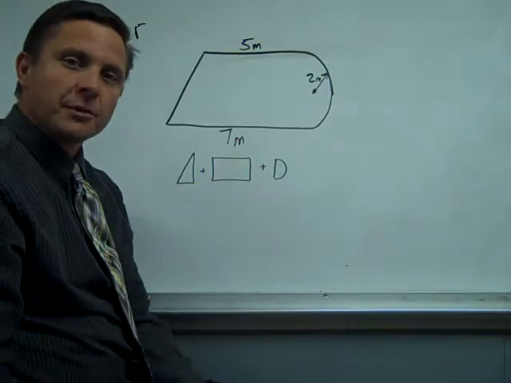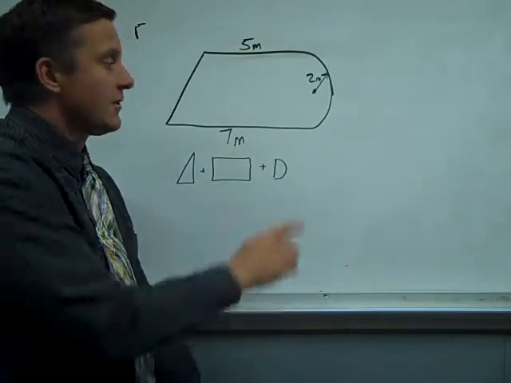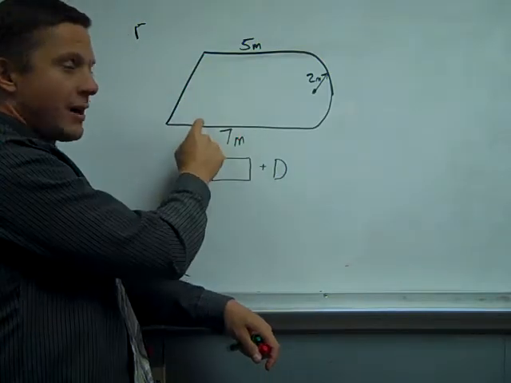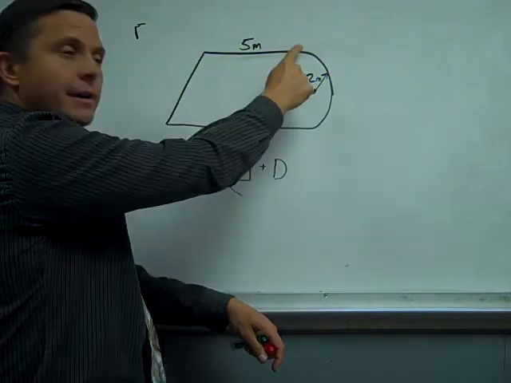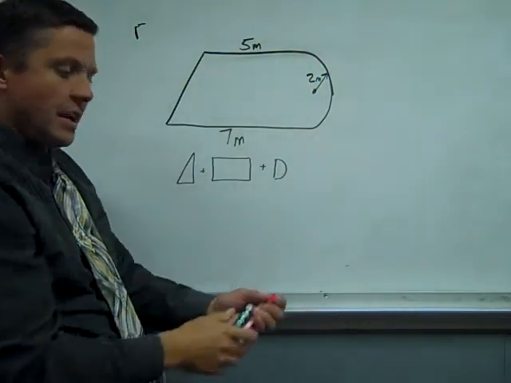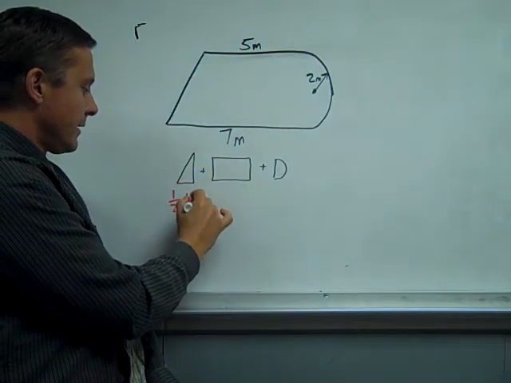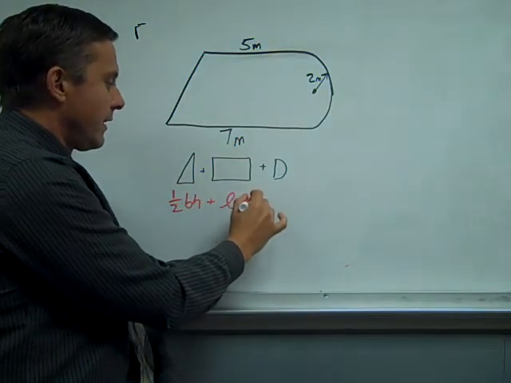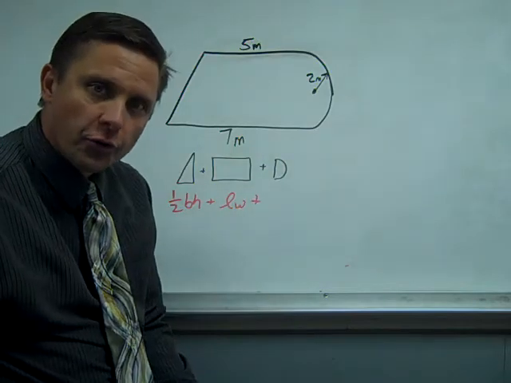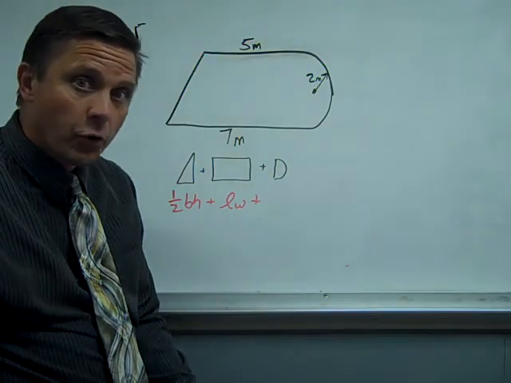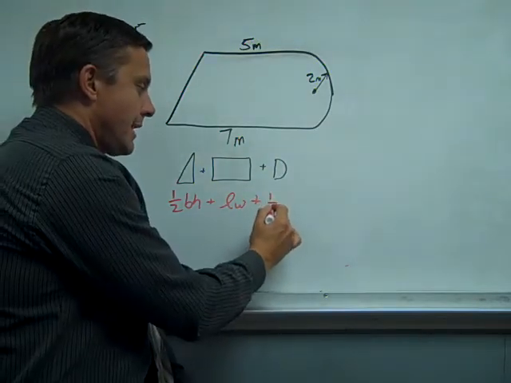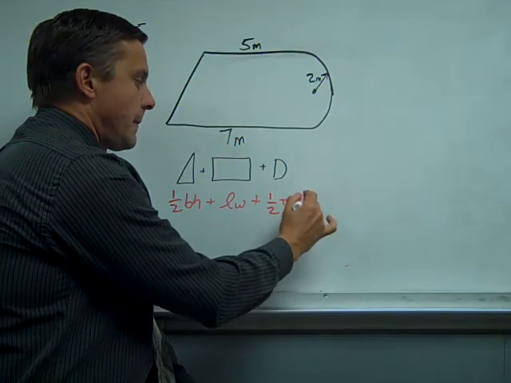I look at my composite shape, and the first thing is to identify the shapes. Shapes I see are a triangle, a rectangle, and half a circle. And the next thing I usually do is I write down the formulas. 1/2 base times height, plus length times width, plus area of a whole circle is pi r squared, but I don't have a whole circle, I have half a circle.